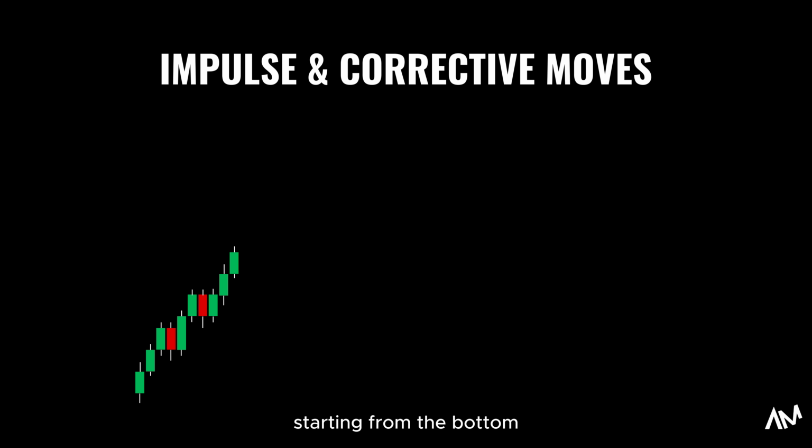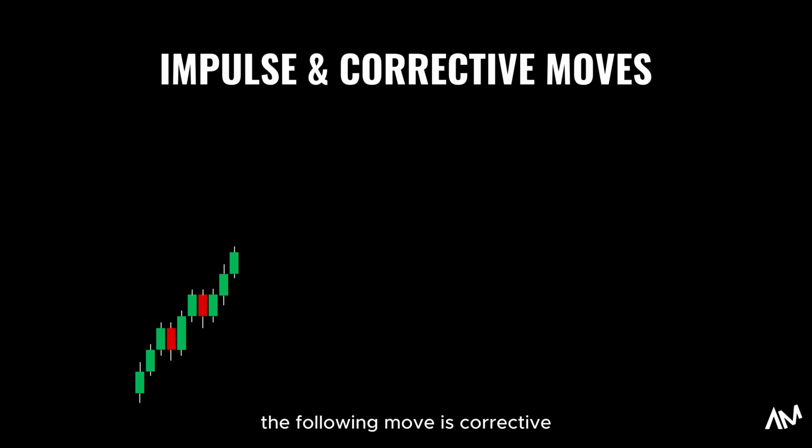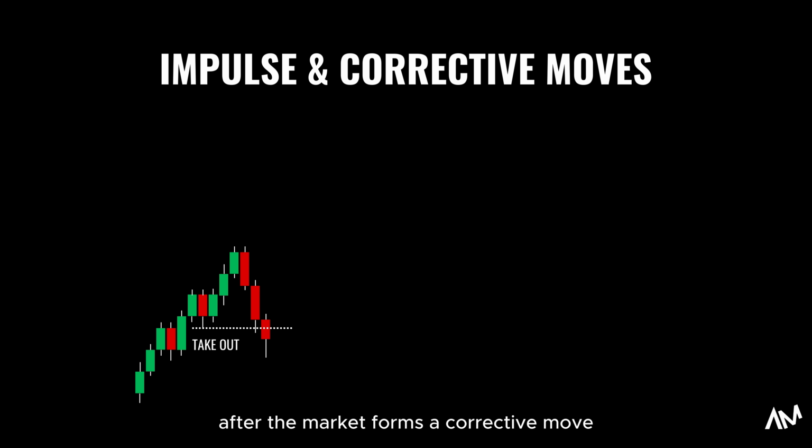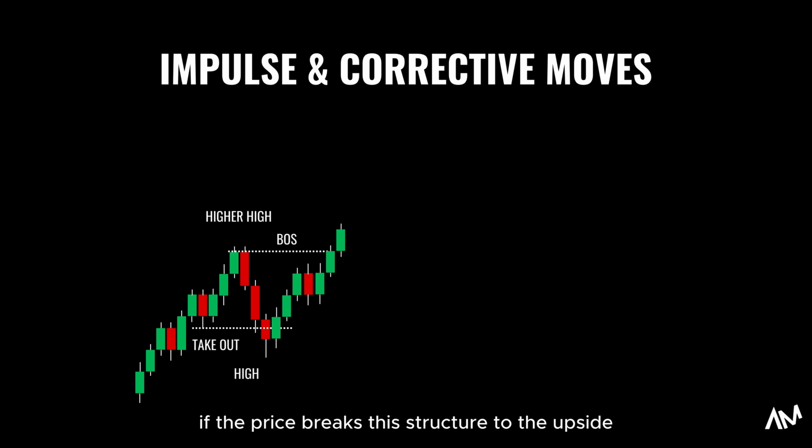Starting from the bottom, this is our single impulsive move that contains multiple pullbacks in terms of candlestick formation. The following move is corrective since it has taken out the liquidity under the most recent pullback. After the market forms a corrective move, we define this level as a new higher high or a market structure level. If the price breaks this structure to the upside, we will have a new higher low formation.